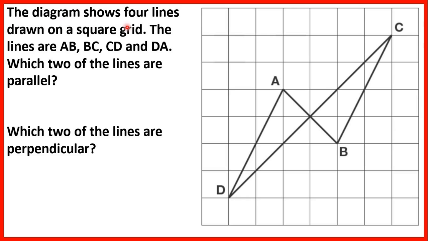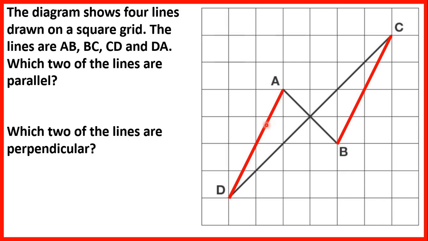The diagram shows 4 lines drawn on a square grid. The lines are AB, BC, CD and DA. Which two of the lines are parallel? So here we need to remember that parallel lines are like train tracks. They would go on forever if we extended them without ever crossing.